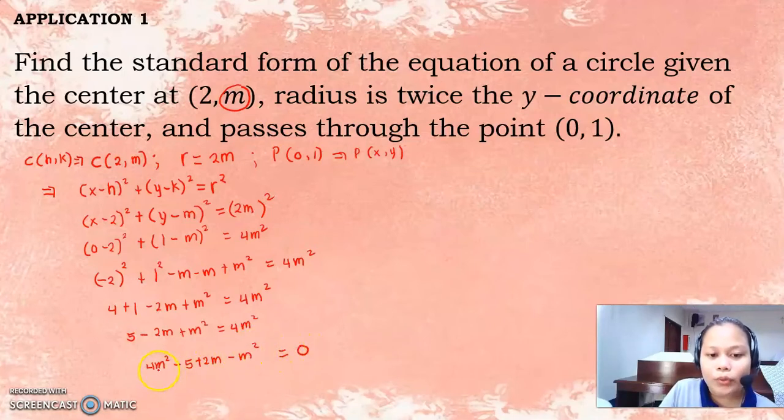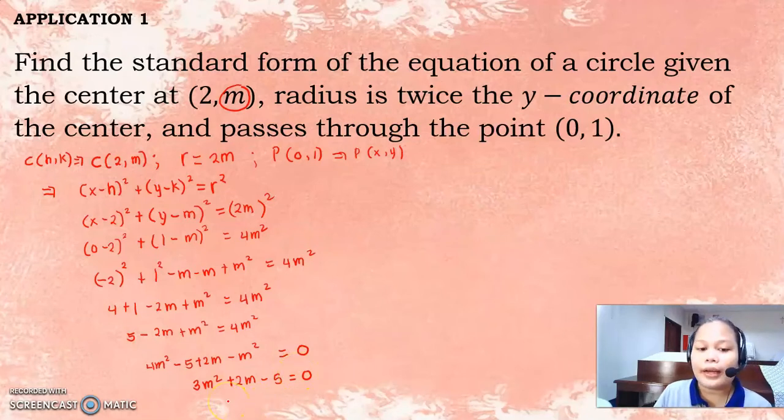So 4m squared minus m squared, we have here 3m squared plus 2m minus 5, then equate this equal to 0. So we are not yet done, since we are not able to find yet the values of our m. So since we have here 3m squared plus 2m minus 5, we are going to factor this out.